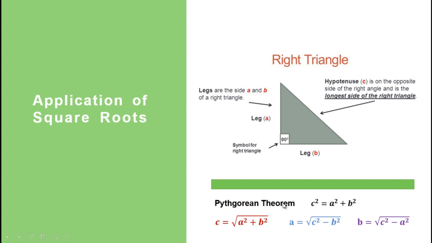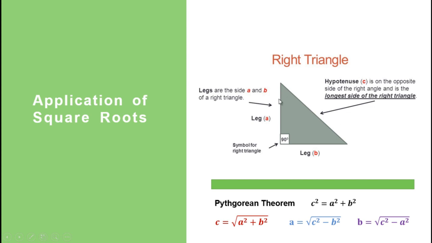So the right triangle is like this. One of the angles of a right triangle is 90 degrees, as you can see here. The opposite side of the 90 degree angle is what we call the longest side of the right triangle. We call it the hypotenuse, represented as C.